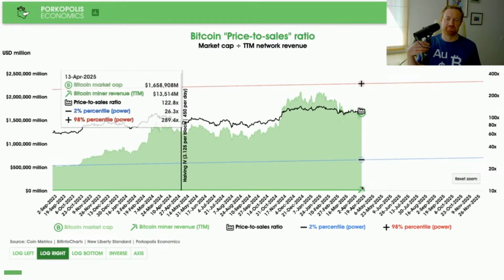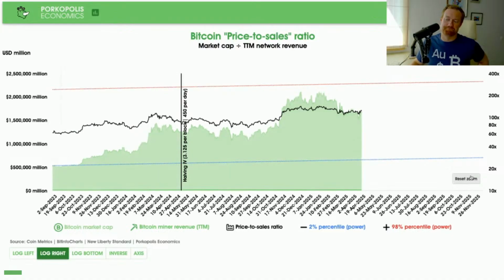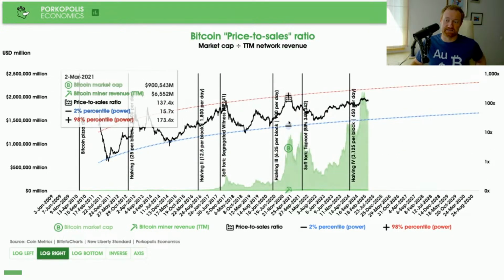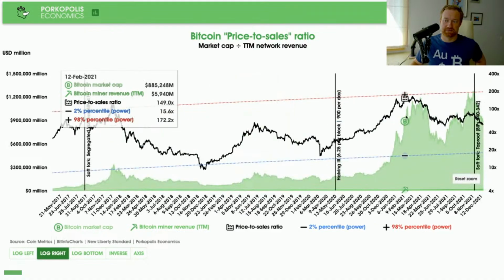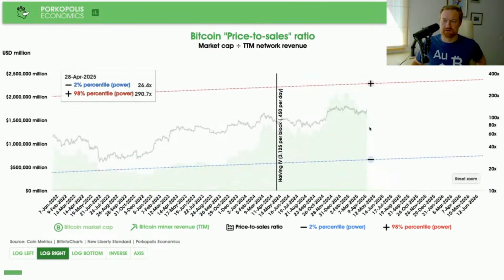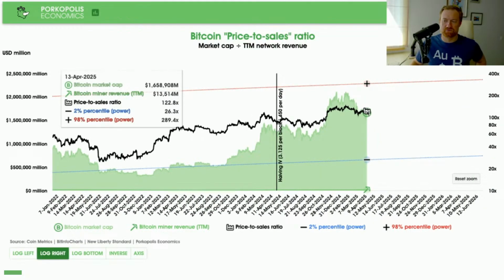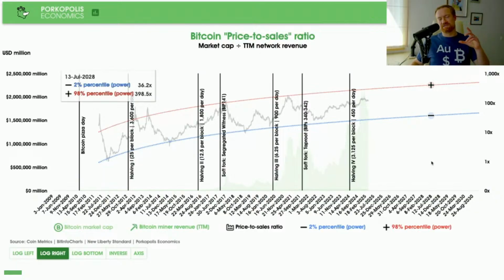All right. So that means the revenue for miners, the revenue for the Bitcoin network, is 122 times smaller than the market cap, 123 roughly. Close to record highs. Not actually all-time highs, I should say, because remember, we hit 170x in 2021. In 2017, we hit 113 or so. And right now we're at 123. But this is an interesting multiple, all right?